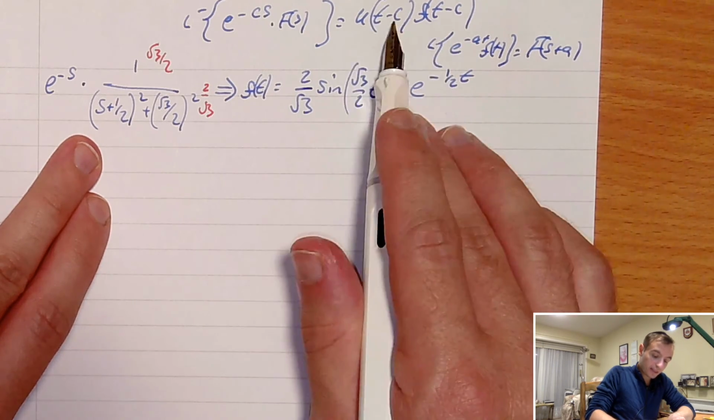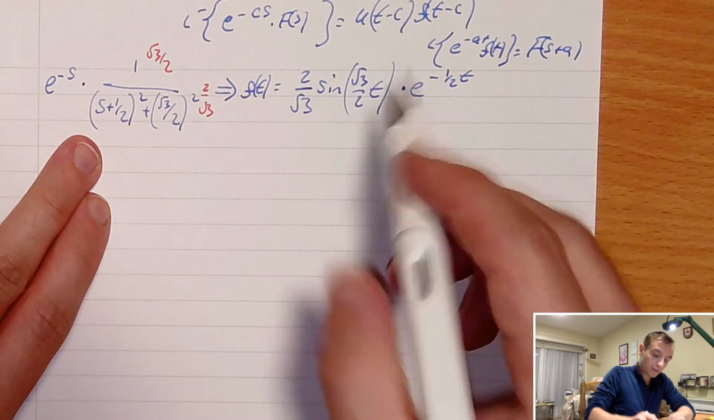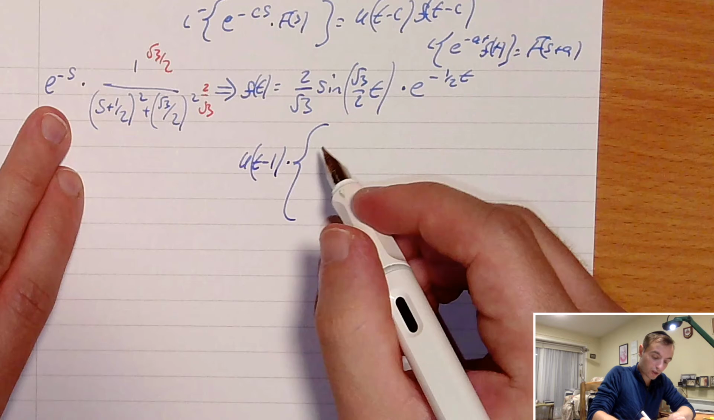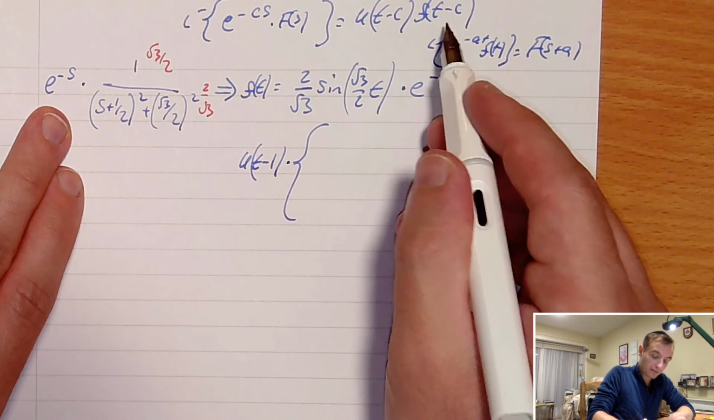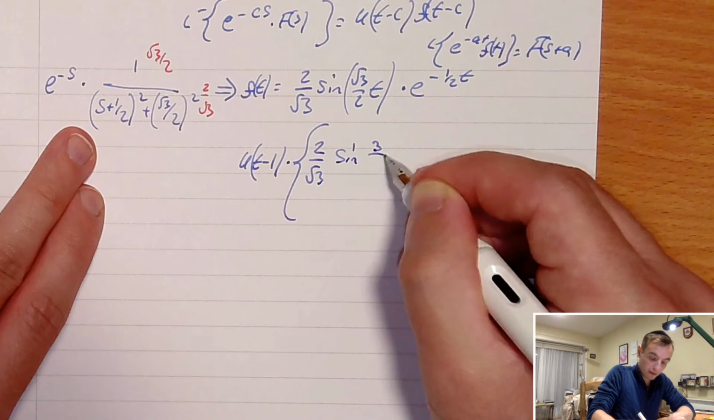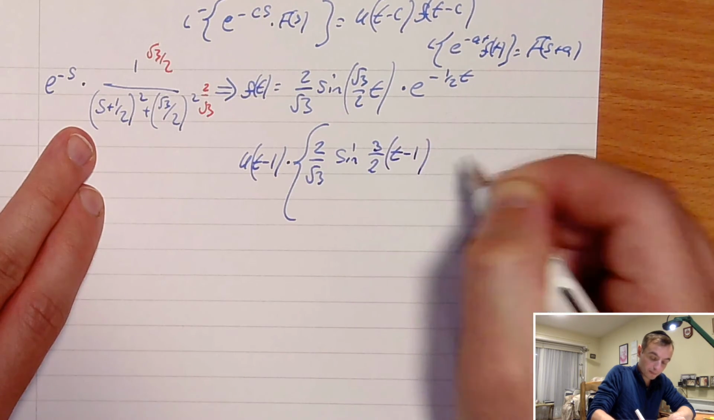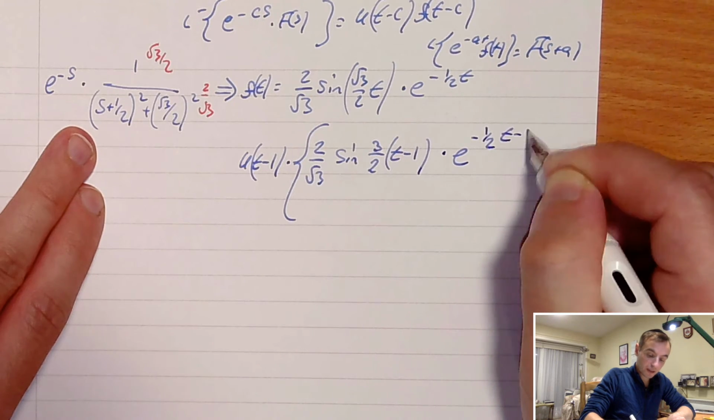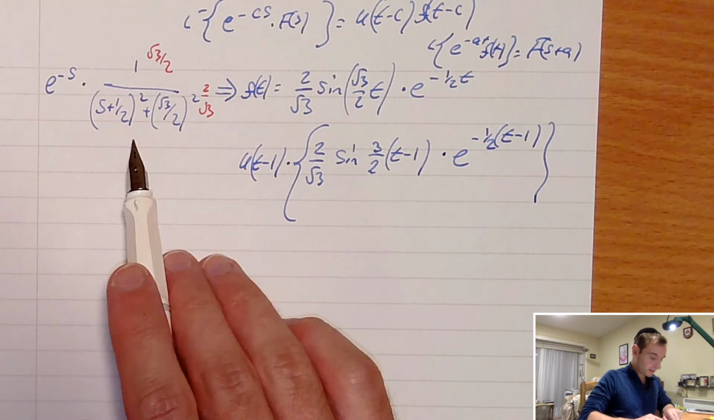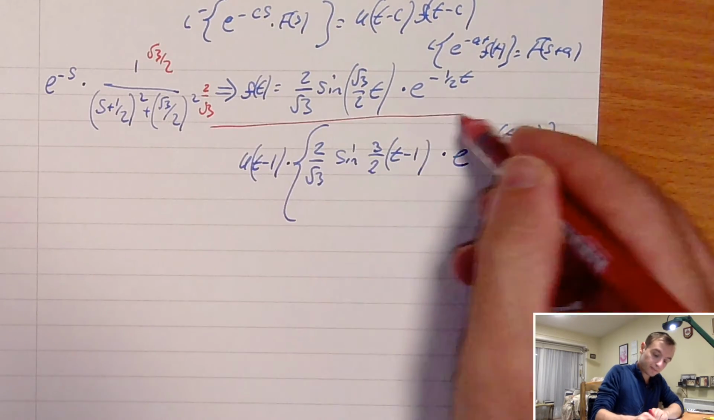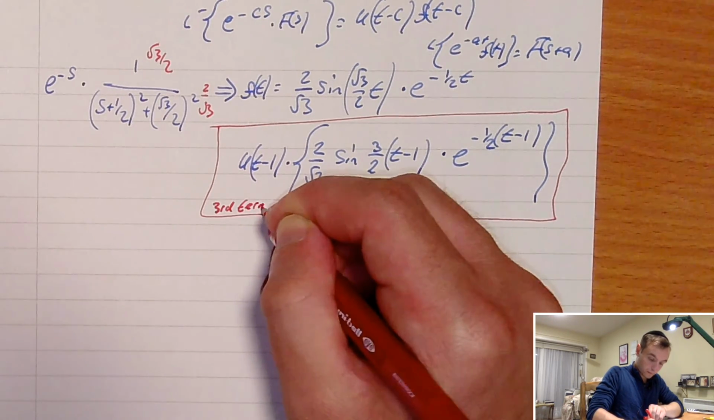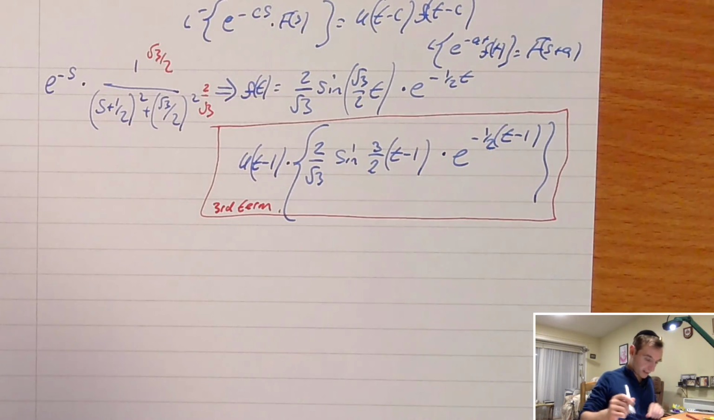So that gives us f of t, and we know, going back to the second shift theorem, that the c shift is going to be 1. So we can say that's going to be equal to u t minus 1 dot f of t minus c. Well, f of t is this, so it's just going to be dot 2 on root 3 sine root 3 on 2 t minus 1 dot e to the minus a half t minus 1. Yeah? And that's going to be for the third term. So I'm going to put a little box around that. Third term.